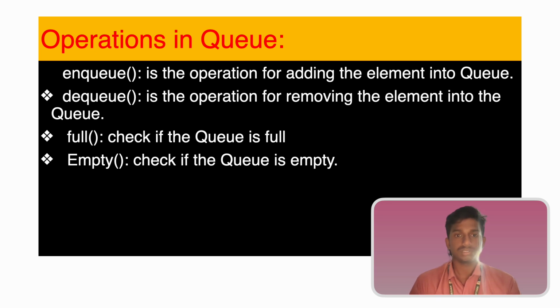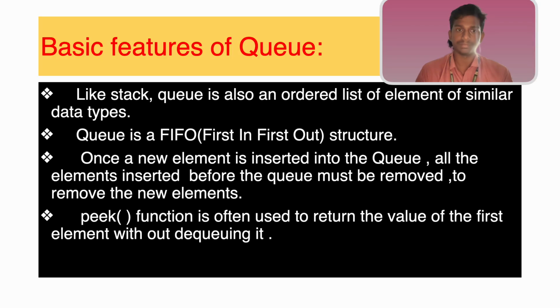Now the operations in a queue. There are two main operations in a queue, which are enqueue and dequeue. Enqueue is an operation for adding elements into the queue. Dequeue is an operation for removing an element from the queue. These are the basic operations which we can perform in a queue. Full is used to check if the queue is full. Empty is used to check if the queue is empty.